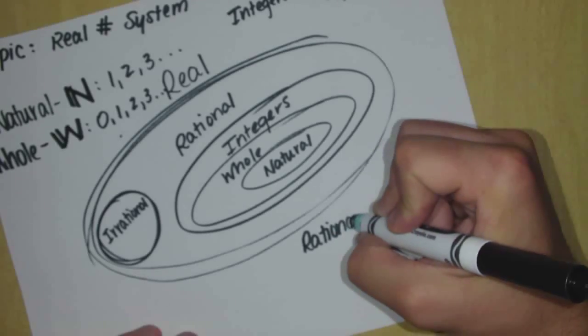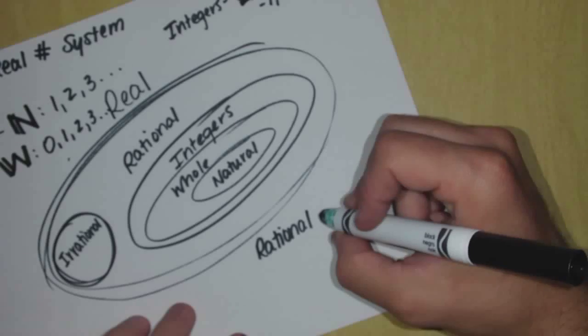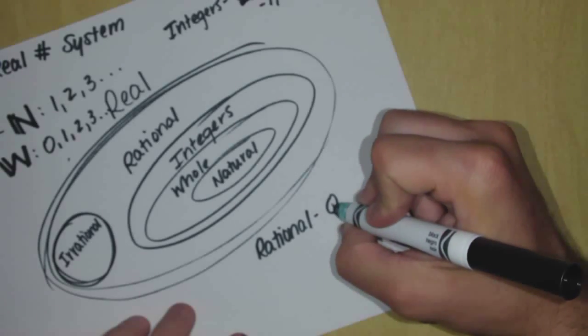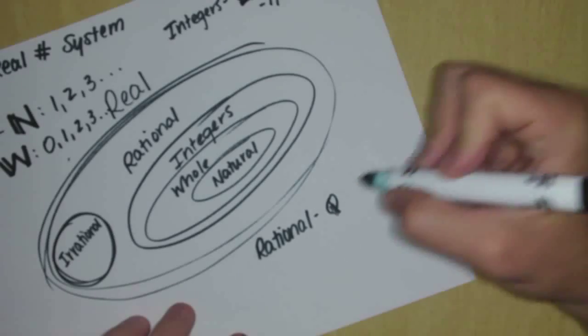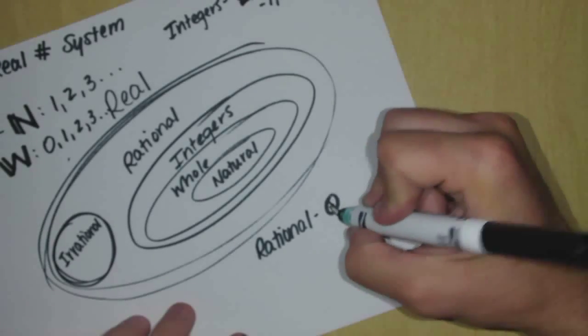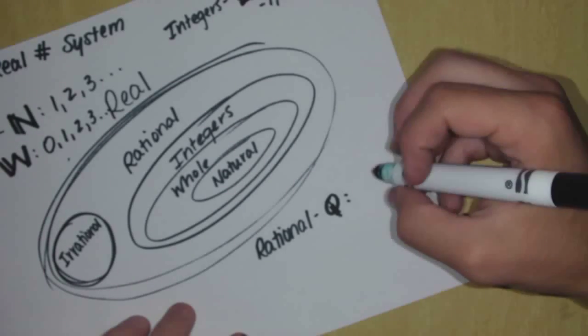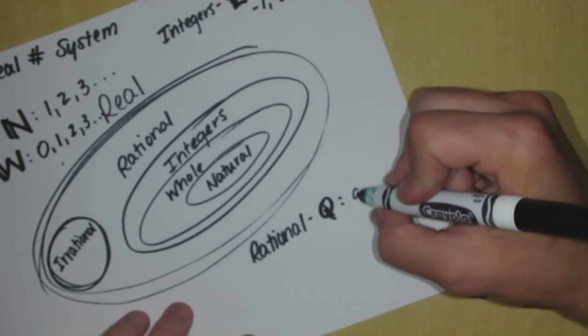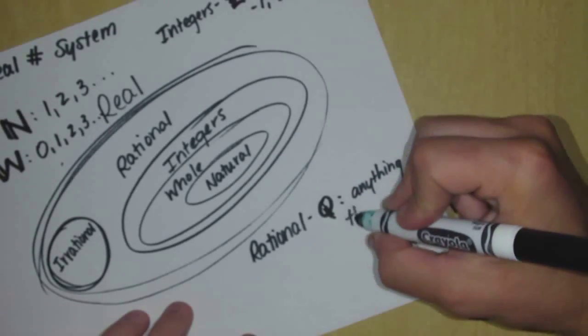So rational numbers. Rational numbers are represented by a Q. And sometimes you might see it as a fancy Q, but it's essentially just a Q, just like all these other letters. And a rational number is anything that can be written as a fraction.